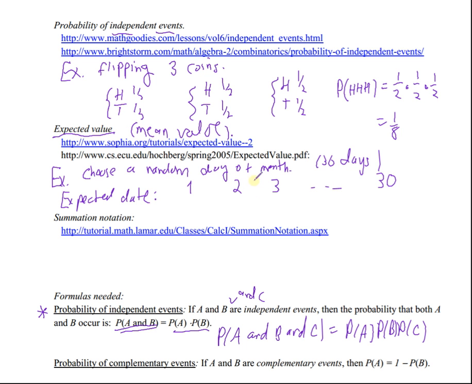Now, what's the probability of choosing the first day? Well, it's 1/30th. What's the probability of choosing the second day? It's 1/30th. Well, I'm going to multiply that by the outcome. Probability of choosing the third day, it's 1/30th. Fourth day, all the way up to 30th day. To get the expected date, I would sum all of these values together.